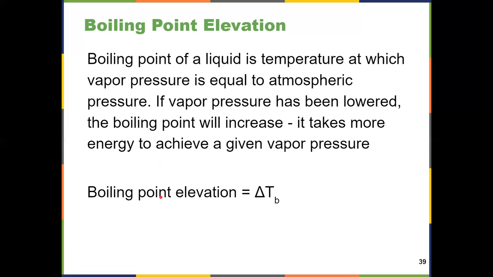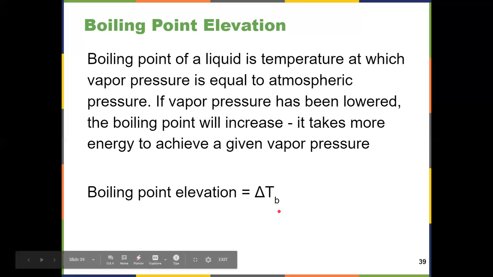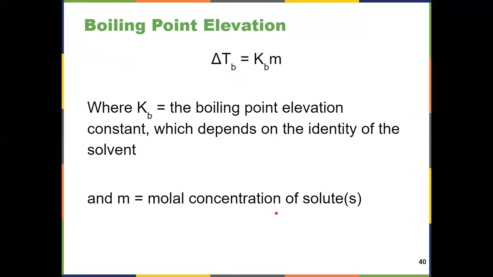And we call boiling point elevation delta T sub B. So delta, change in temperature, B for boiling. And the boiling point elevation is equal to the boiling point elevation constant, which is something that's unique to each solvent and would be provided to you, multiplied by the molality.